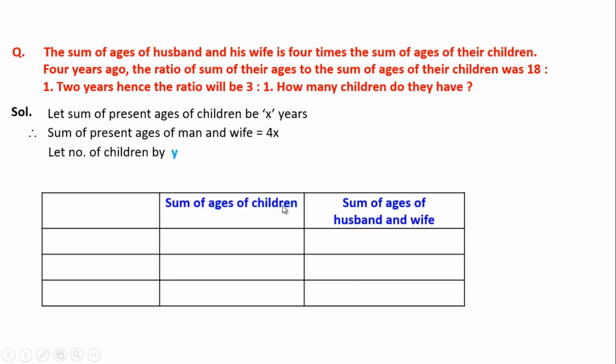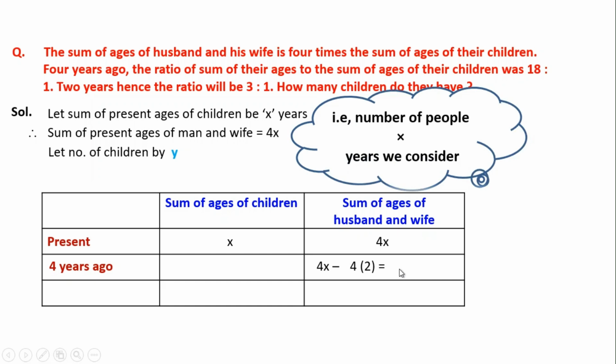Sum of the ages of children and sum of the ages of husband and wife. So here, the present age sum of children will be x and of the parents 4 times x. Four years ago, it is x minus 4 for children, and for the parents 4x minus how many people are there here? The two persons, 2 times 4. That will be 4x minus 8.